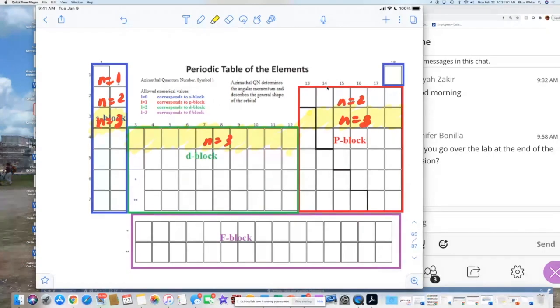So I only see 3 regions in the periodic table that have an n equals 3. I have an n equals 3 here, I have an n equals 3 here, and I have an n equals 3 here. But what they asked you was, which l values correspond with n equals 3?